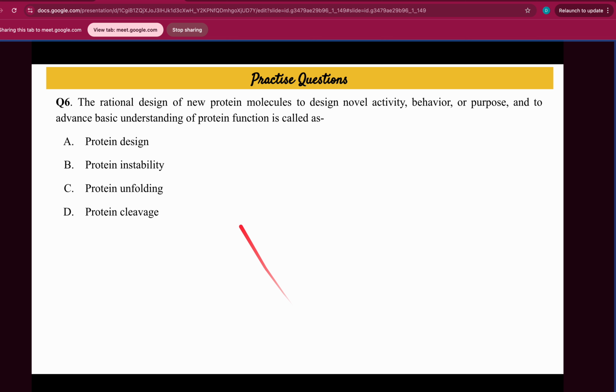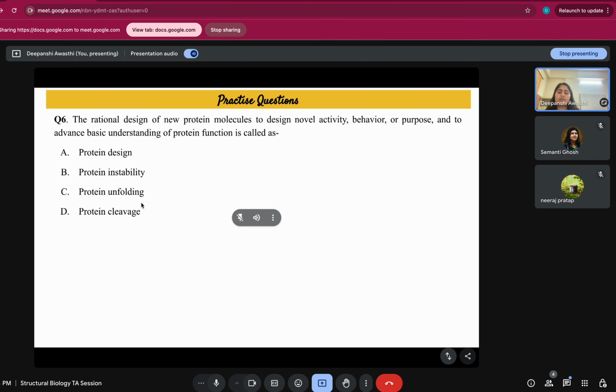So now the next question is, the rational design of new protein molecules to design novel activity, behavior or purpose and to advance the basic understanding of protein function is called as. Option A, protein design. Option B, protein instability. Option C, protein unfolding. And option D is protein cleavage.